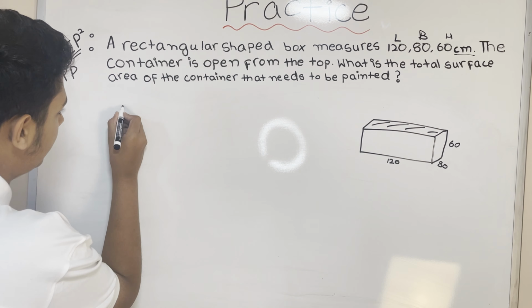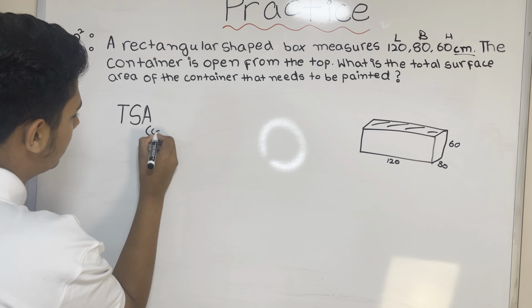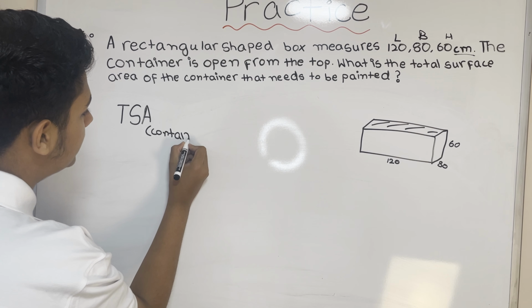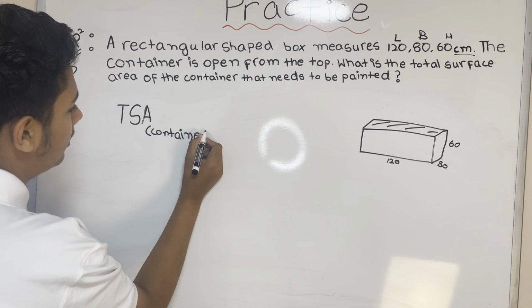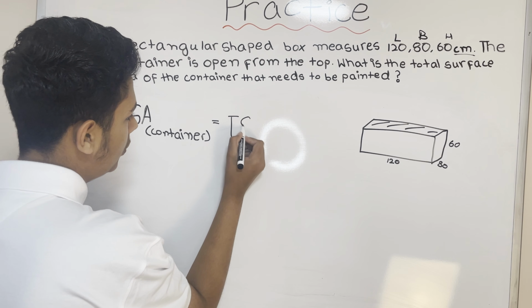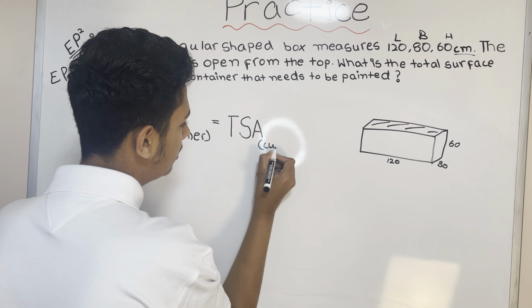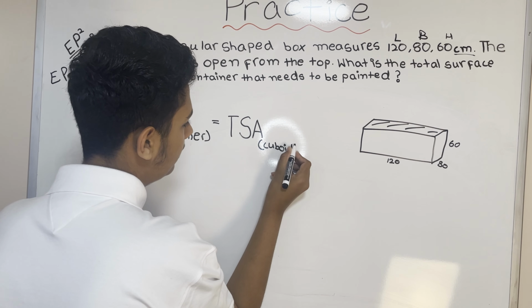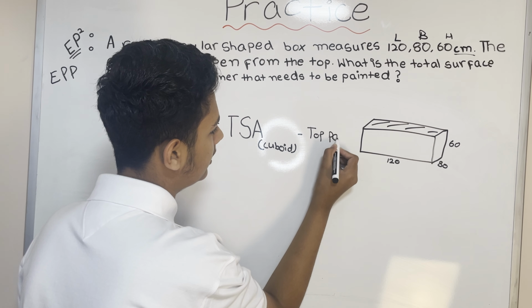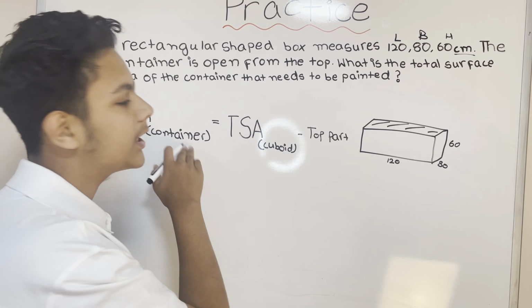So if we have to find the total surface area for the container, not the cuboid, but this container which is open from the top, we will need to take the total surface area of a cuboid and then subtract the top part, and we subtract the top part to get the total surface area of the container.